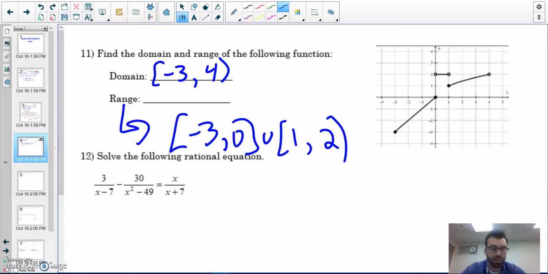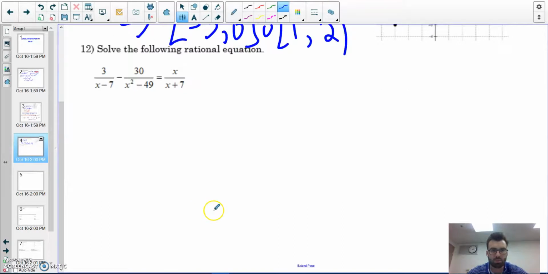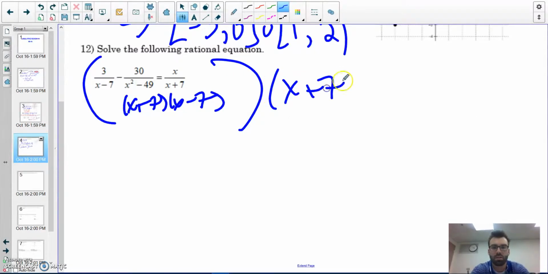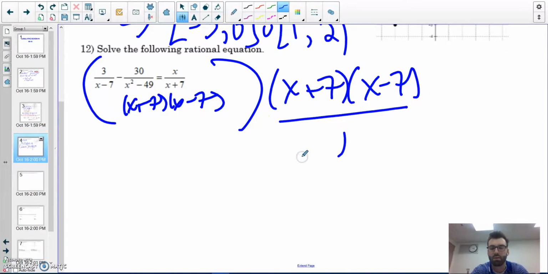Okay, and we're back. All right, so let's do number 12. Remember with number 12, if I factor this as x plus 7, x minus 7, I'm going to multiply my entire equation by x plus 7, x minus 7, all over 1. Each individual fraction gets multiplied by that.